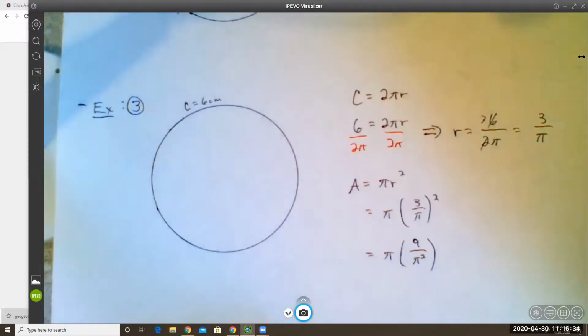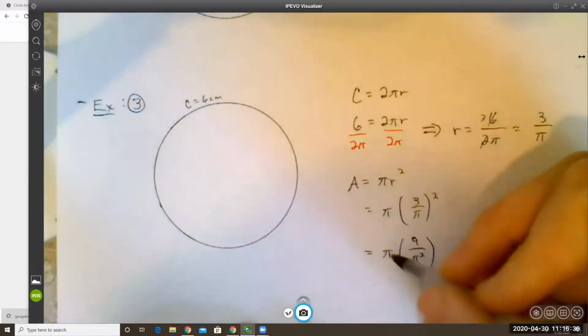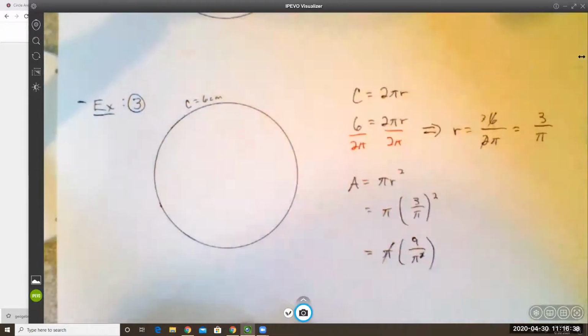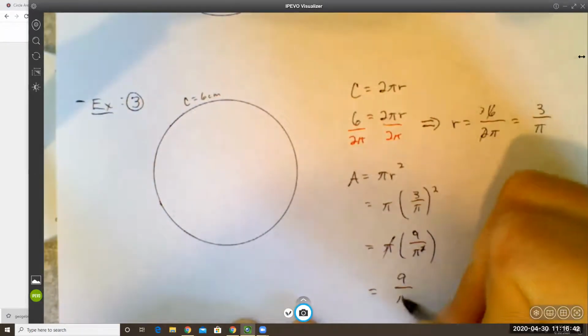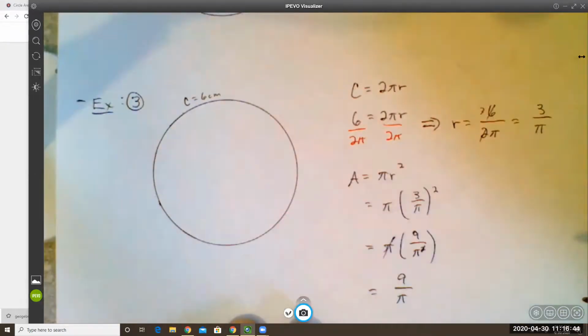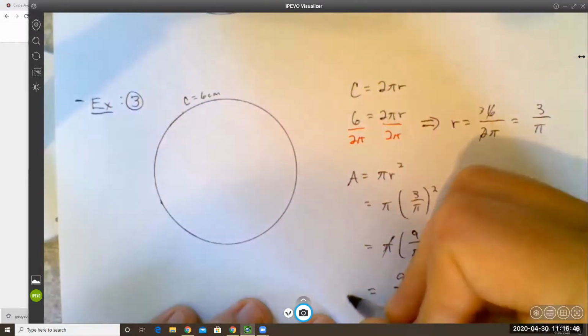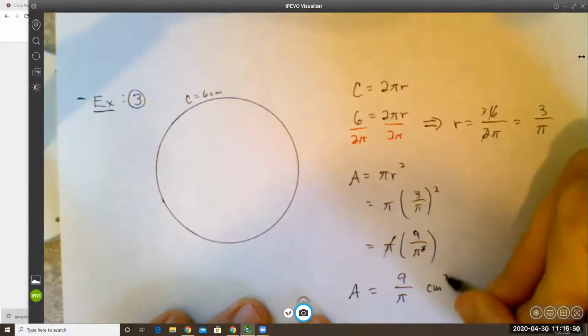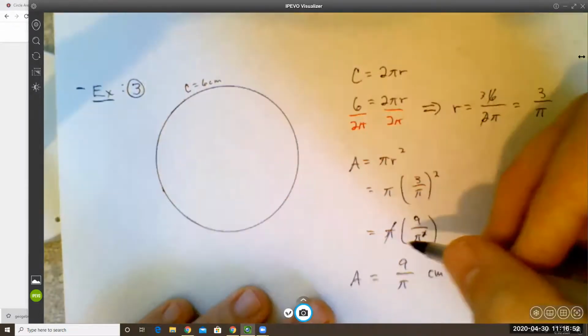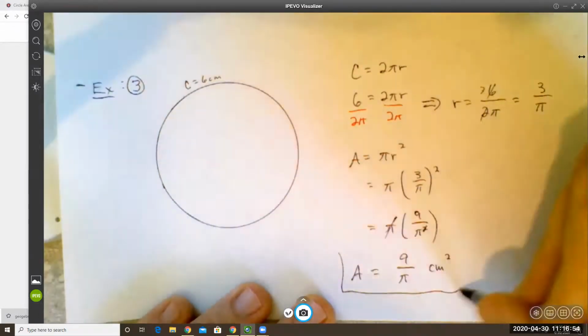But now I can cancel off at least one of the pi's, right? I can cancel that pi with one of these pi's there, and I get 9 over pi. That's my exact answer. Okay, so the area of this circle is 9 over pi square centimeters. So that's my exact answer.